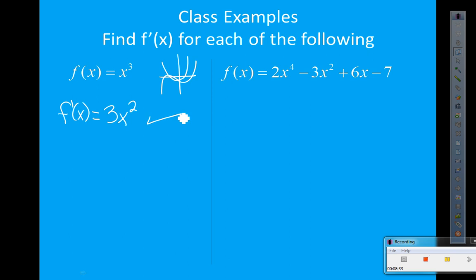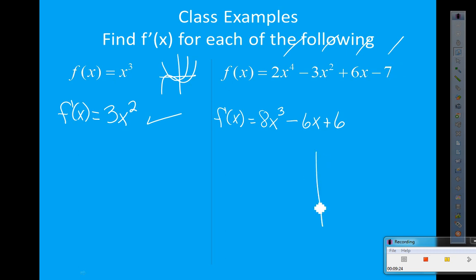Here goes the next one. F prime of x is going to be, you don't realize it here, but we're finding 1, 2, 3, 4 derivatives and adding or subtracting them together. So the derivative of 2x to the 4th, bring down the 4. 4 times 2 is 8. X to the 4 minus 1 is 3. Minus 3 times 2 is 6. X to the 1st plus 6. And the derivative of 7, the derivative of a constant, is 0.